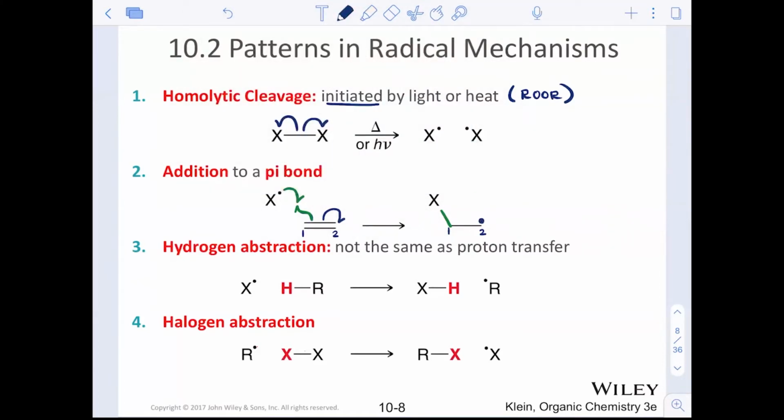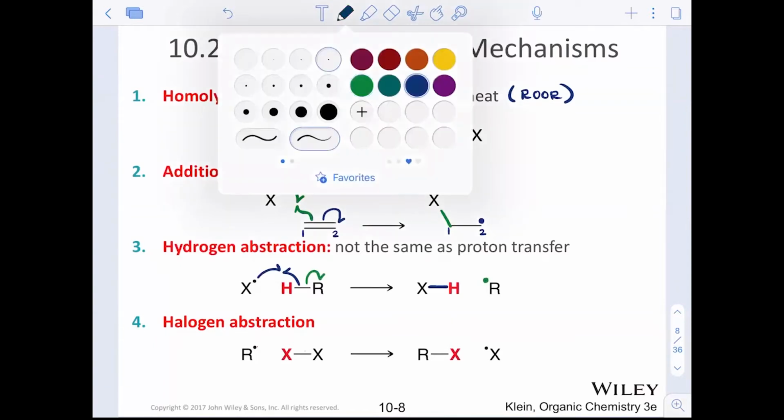That radical right there. Hydrogen abstraction, it's not the same as a proton transfer because here we are not doing heterolytic cleavage. We're not actually transferring a proton, an H+1 cation. We're actually transferring a hydrogen, right? So a radical can come in and swap partners with that hydrogen. Notice one electron is going to carry from the H-R bond to the X radical. That makes that new bond, and I'll try to color code here. The leftover creates the radical on R.